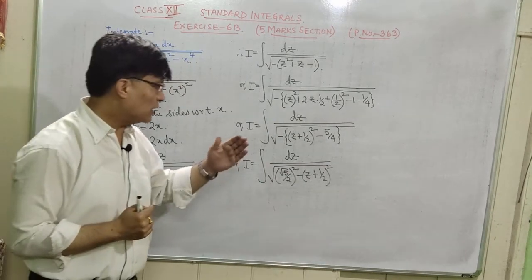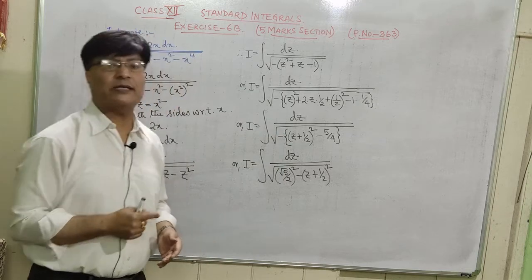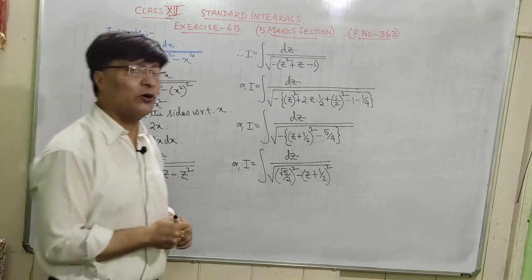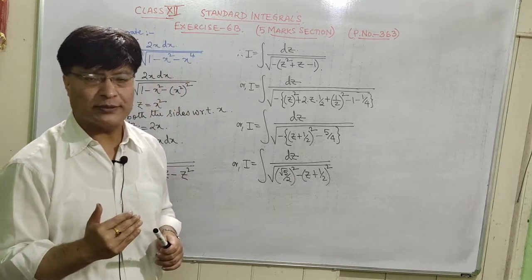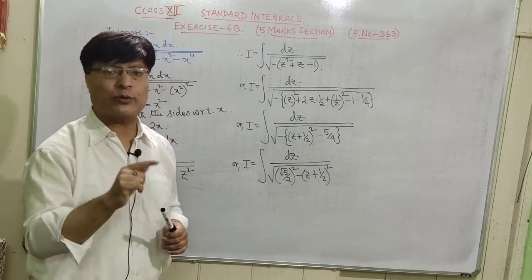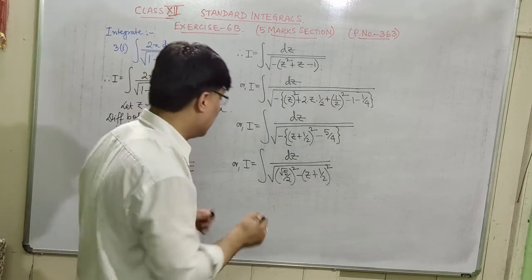Okay. So here the value for a is root 5/2. And what is the value for x? It is z plus half. So what is the formula? It is sine inverse x upon a. That is the 6th standard form. That is integration of dx divided by root under a square minus x square is equal to sine inverse x upon a.